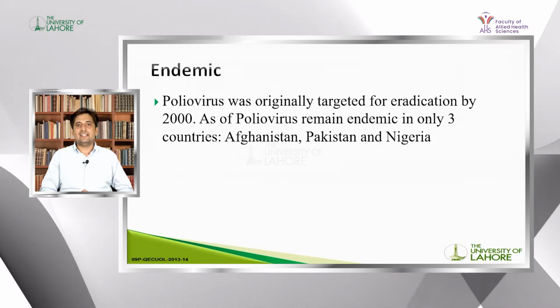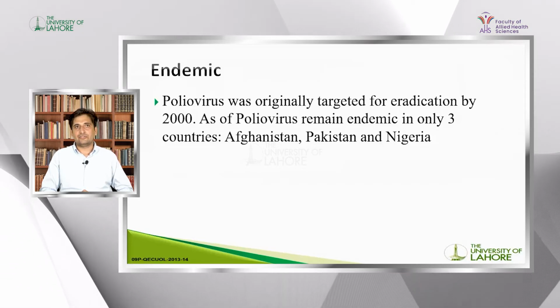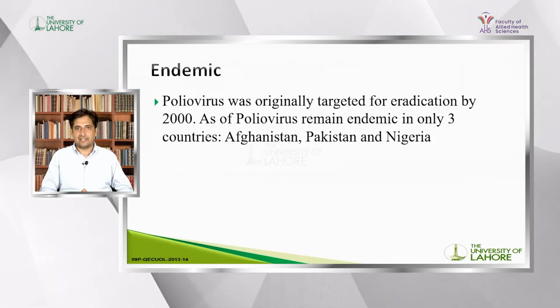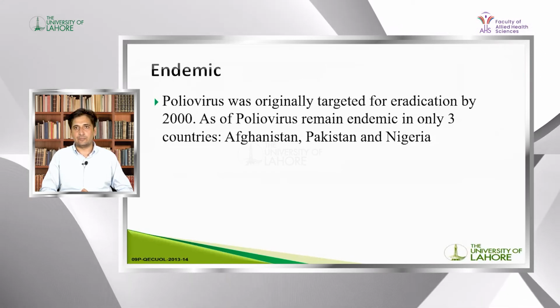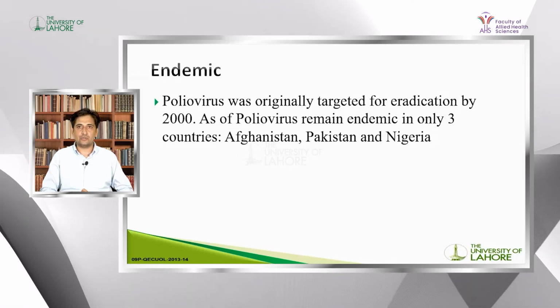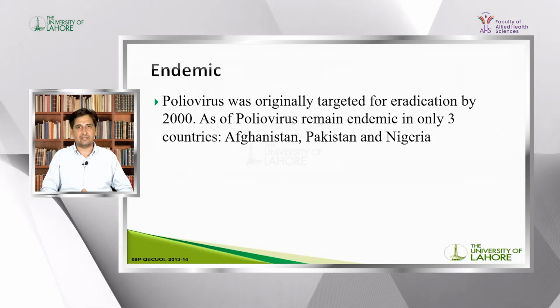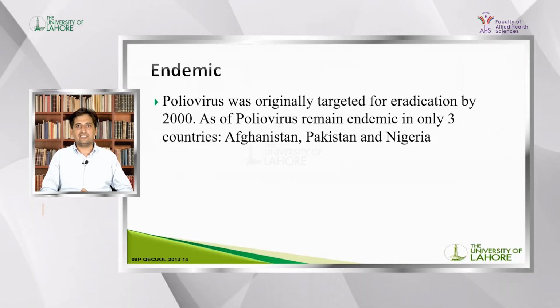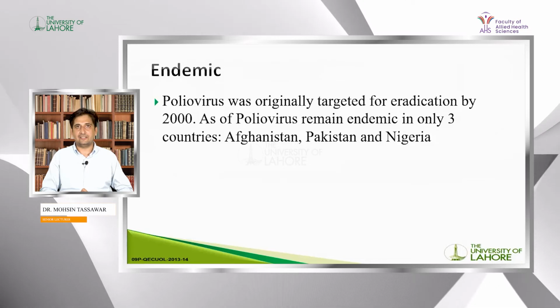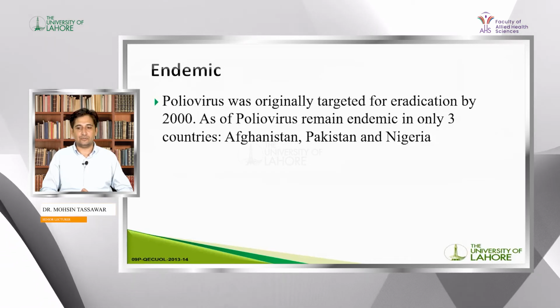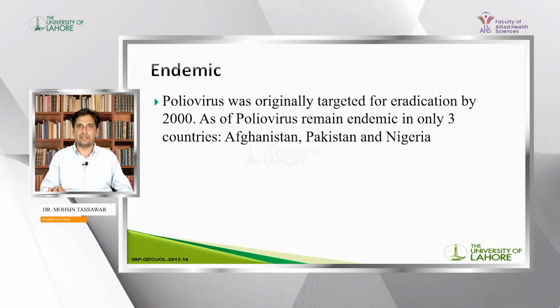Poliovirus is still endemic in 3 countries, which include Afghanistan, Pakistan, and Nigeria. All other countries have eradicated the poliovirus. WHO actually set the target of the year 2000 by which they planned to eradicate the poliovirus globally, but still in these 3 countries you can find endemic poliovirus.